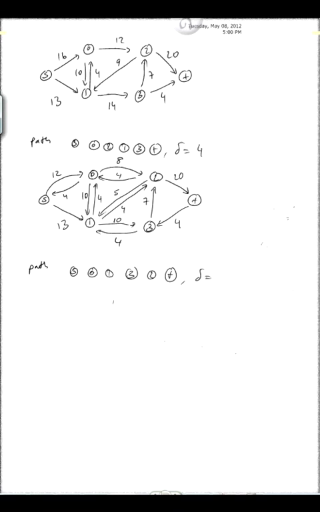So this has a capacity of 12. Now the minimum is 10. The minimum is still 10. Now it's 7. So we can put 7 trucks on that path. So let's see what the residual network looks like after we put those 7 trucks.